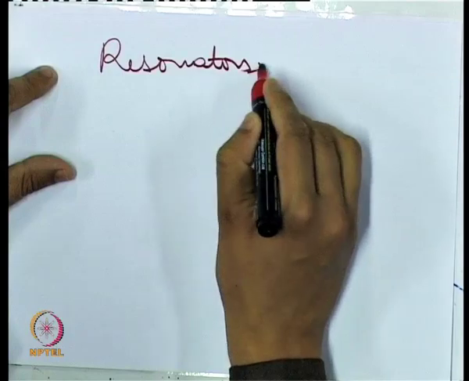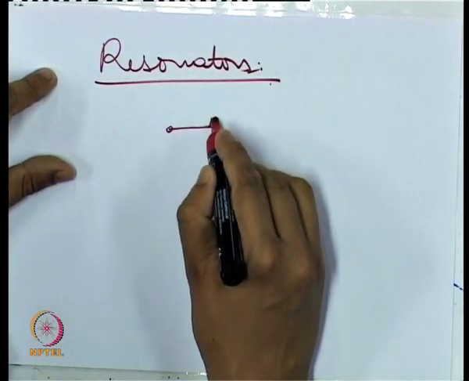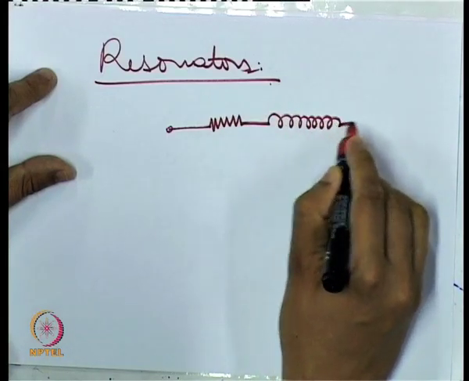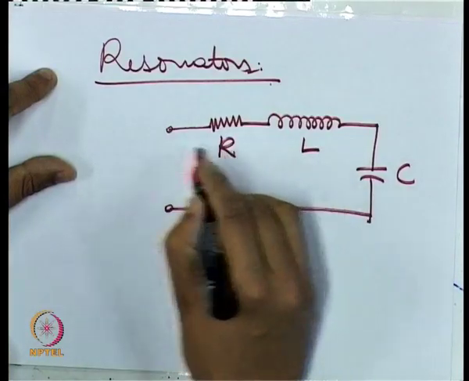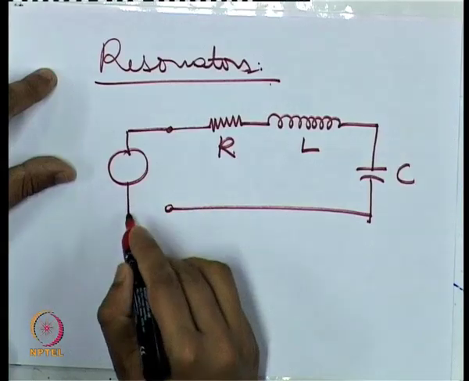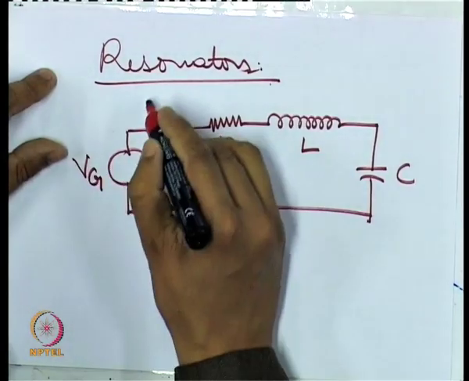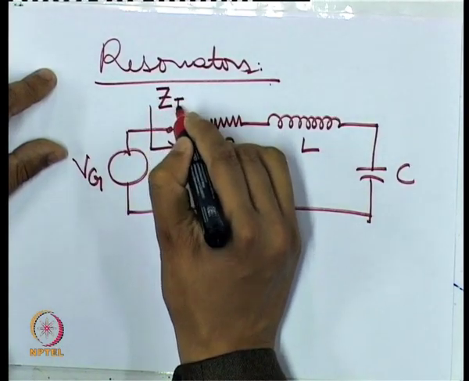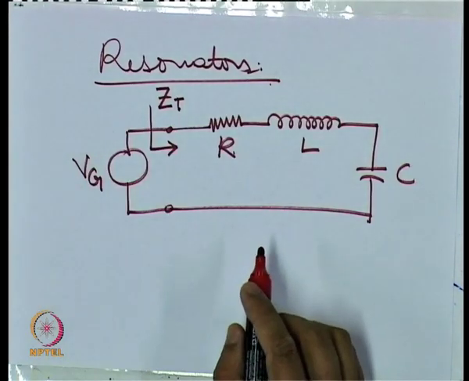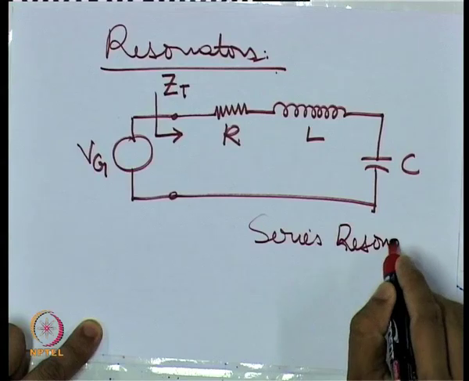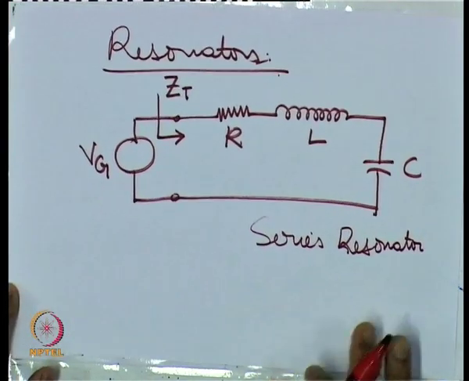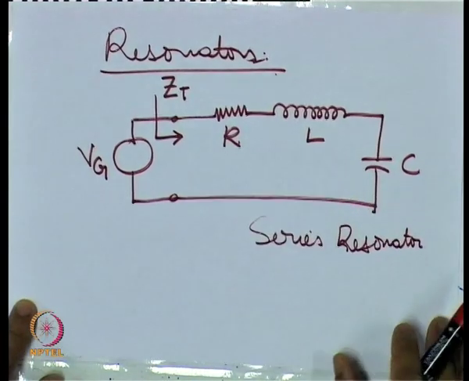So then the next topic that we shall be discussing is about resonators. We all know what a resonator looks like. For example, a simple resonator circuit could be like this. This is what we call the series resonator. And a shunt resonator will be one where these R, L and C's are in shunt.